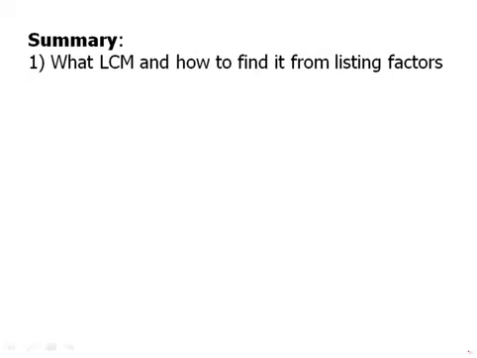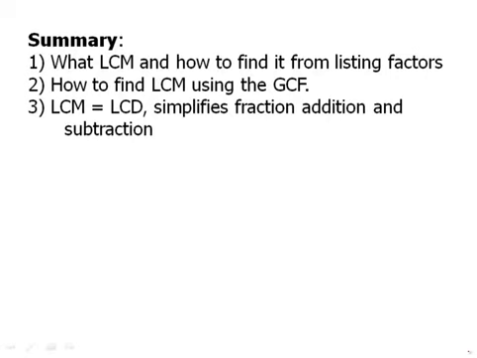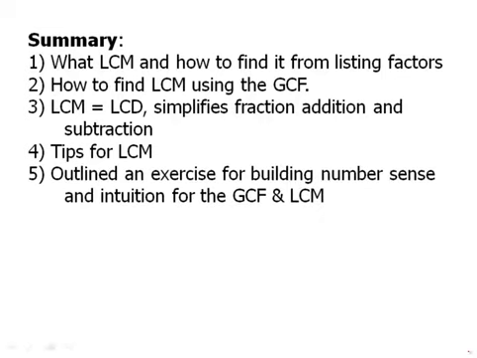In summary, we talked about what the least common multiple is and how to find it from listing factors. We talked about how to find the least common multiple using the greatest common factor. We pointed out that the least common multiple is the least common denominator, and this simplifies fraction addition and subtraction. We talked about some further tips for the least common multiple, and we outlined an exercise for building number sense and intuition for the greatest common factor and the least common multiple. And once again, one of the very best things you can do for yourself on the math section is to develop your number sense.